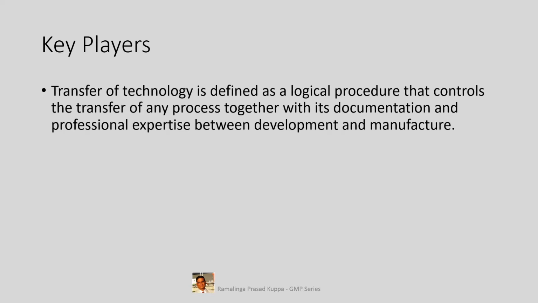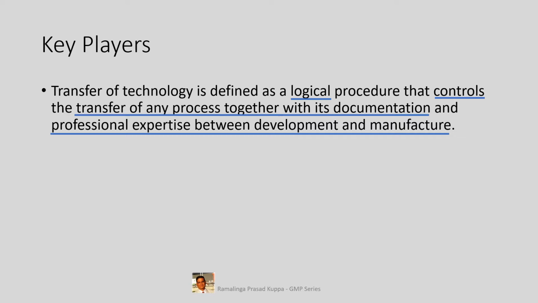Let us see the characteristics of the key players. Transfer of technology is defined as a logical procedure that controls the transfer of any process together with its documentation and professional expertise between development and manufacture. As told above, the key players are the sending unit and the receiving unit.